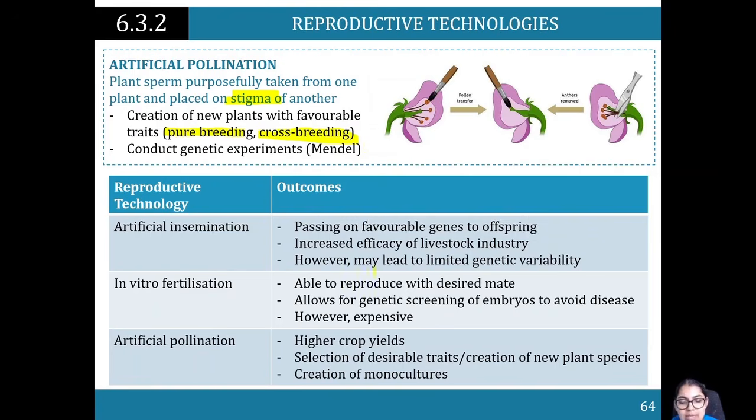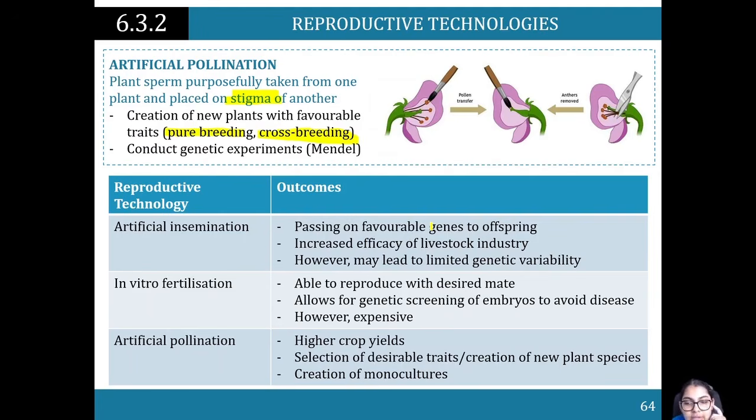Now, putting it all together, here are the outcomes. Artificial insemination leads to the passing on of favorable traits and favorable genes to the offspring. Increased efficacy of livestock industry, however, it can lead to limited genetic variability. In vitro fertilization is able to reproduce with the desired mate, and it allows for genetic screening of embryos to avoid disease, however, it is expensive.